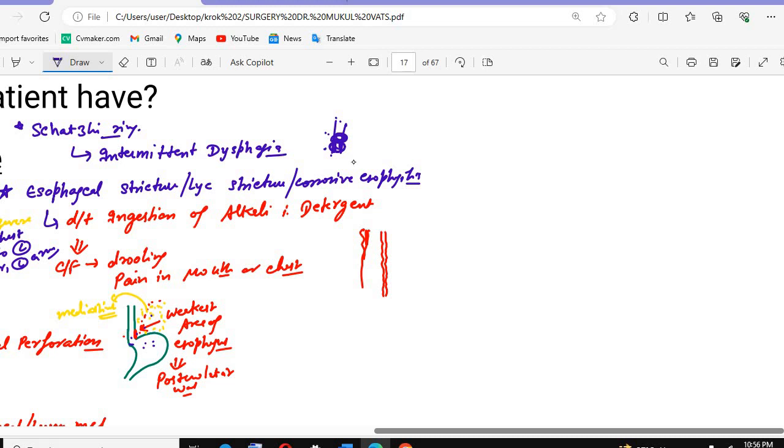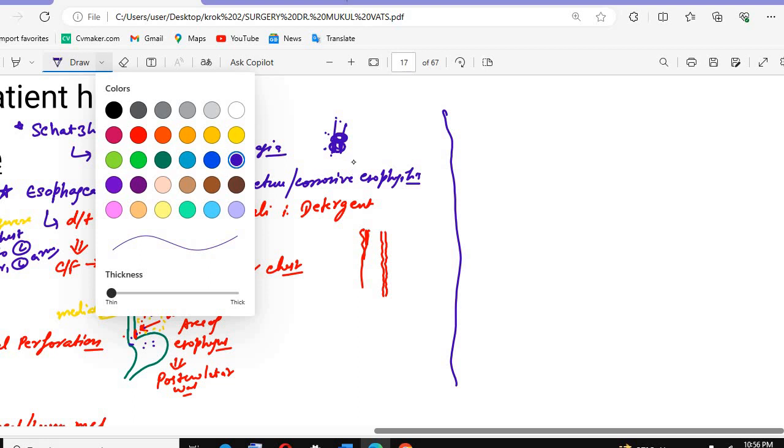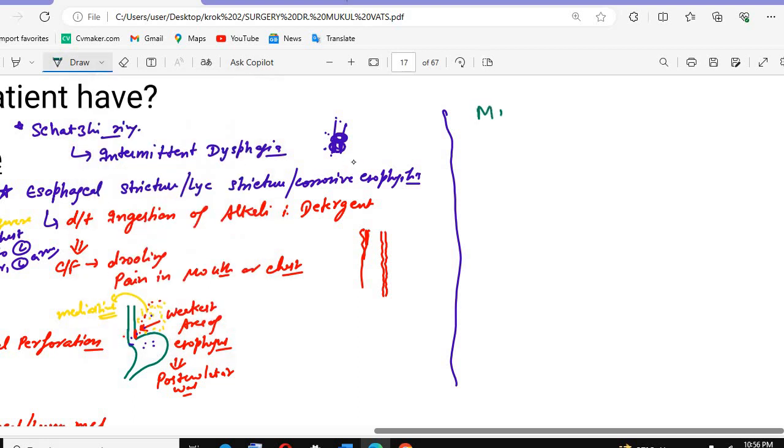There is one similar type of condition. We call that condition the Mallory-Weiss syndrome, the Mallory-Weiss tear. What do we call this condition? The Mallory-Weiss tear.